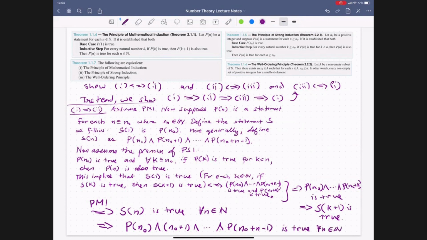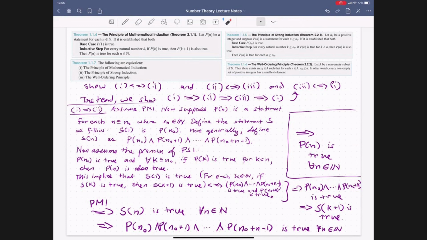But I'm going to come over here and make a little box, since I'm out of space. But now if this conjunction is true, that happens exactly when each of the individual statements are themselves true. So in other words, we end up getting, as a consequence, that P of n is true for all natural numbers n, which is what we wanted to prove. And so we have now demonstrated that the principle of mathematical induction actually implies strong induction.